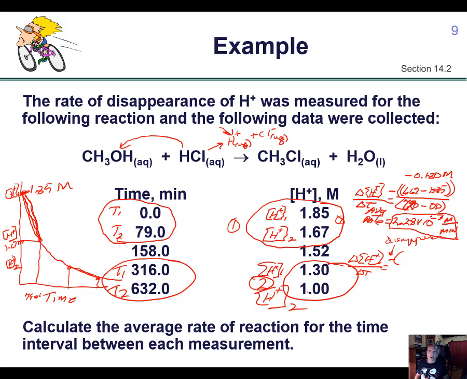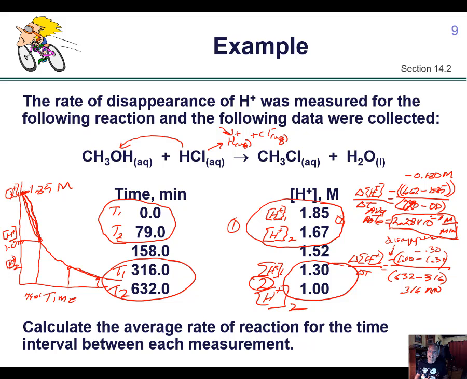Ultimately, we have to come out with a positive rate. So our H plus concentration at time 2 is 1.00 minus our H plus concentration at time 1, which is the higher concentration. That's going to give us a negative 0.30 molar. We'll divide by T2, and T2 is 632 minus T1, which is now 316 minutes. And when we do that, we wind up with 316 minutes for our delta T.